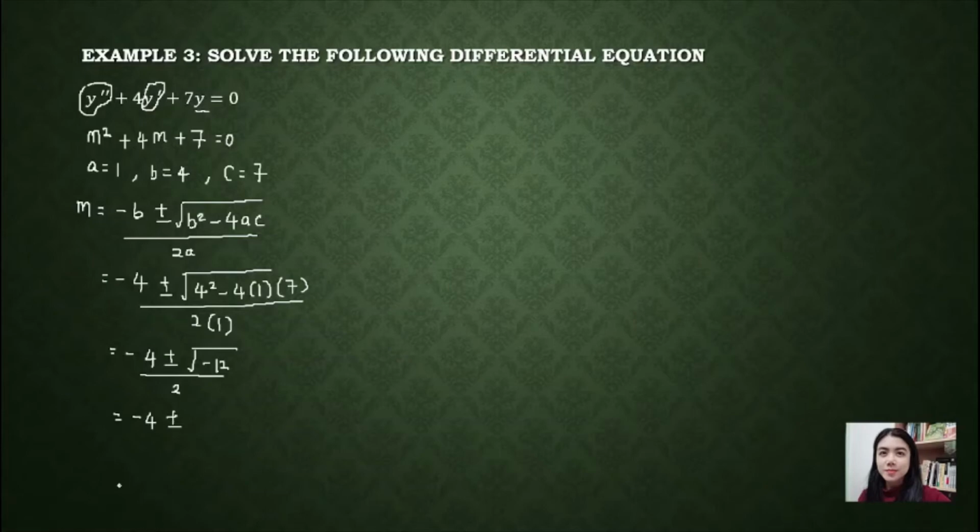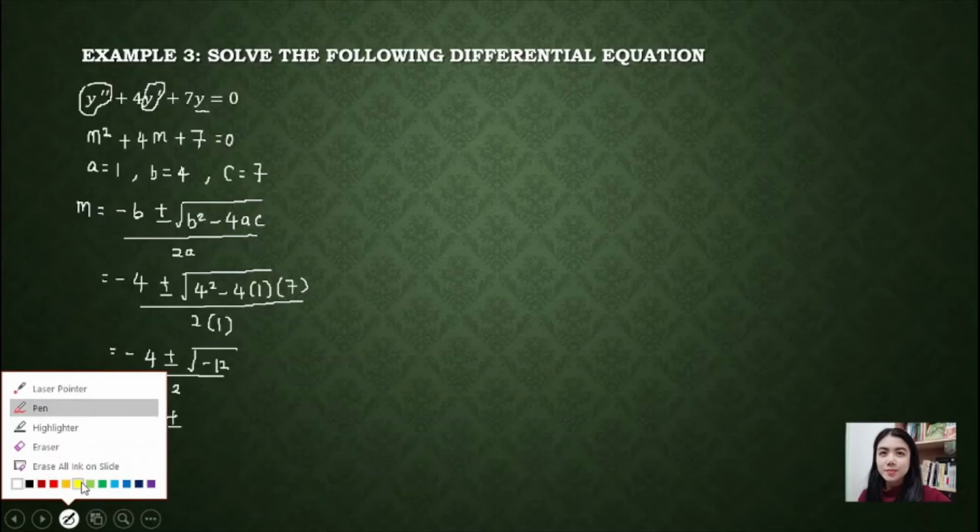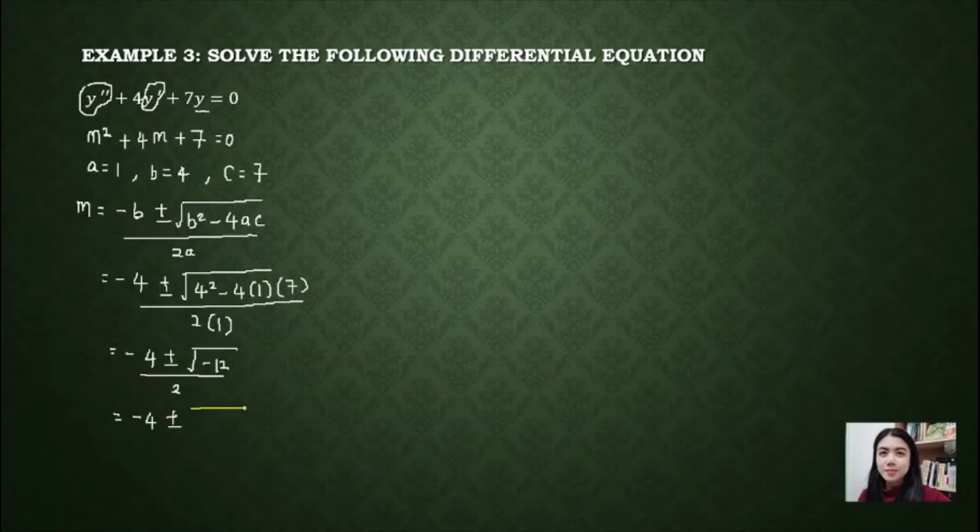Inside the square root, basically you can factor. So if you factor it, you can think of negative 12 as equal to 4 multiplied by 3 multiplied by negative 1. Divided by 2 will be the same. And the square root here, you can split it.